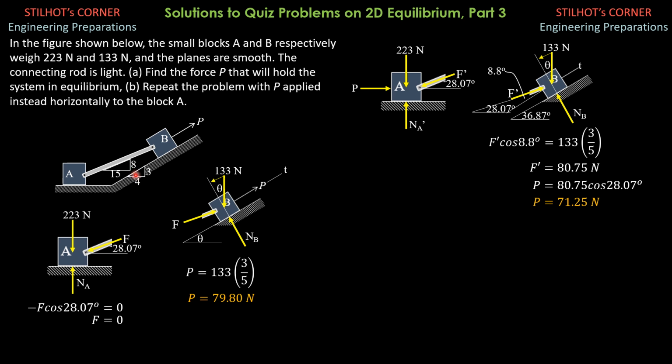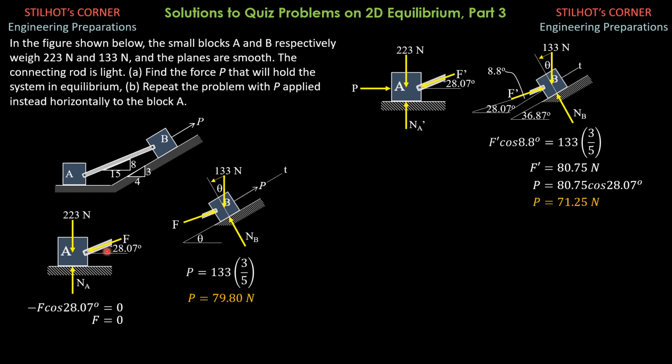I'll call the angle of inclination here theta. Opposite to theta is 3, adjacent 4, so the hypotenuse is 5. Take note of that. So the X component of F, negative F cosine 28.07 degrees, plus nothing equals 0. That means F is 0 because cosine 28.07 is not 0.